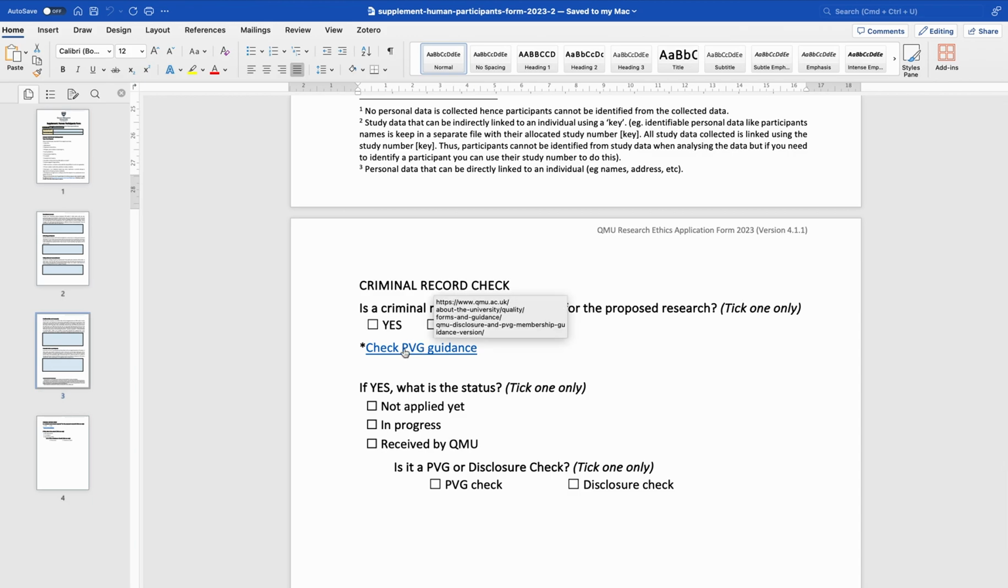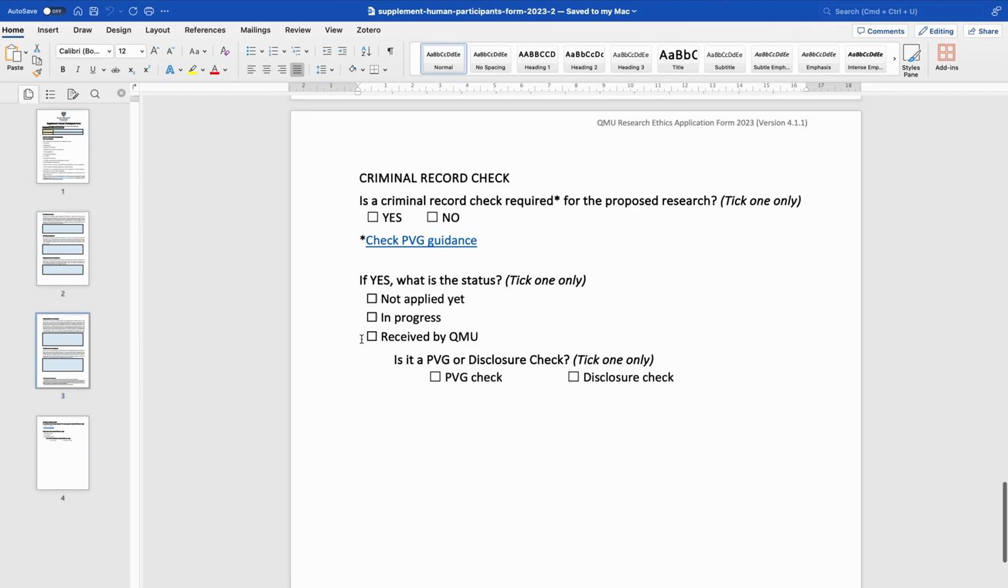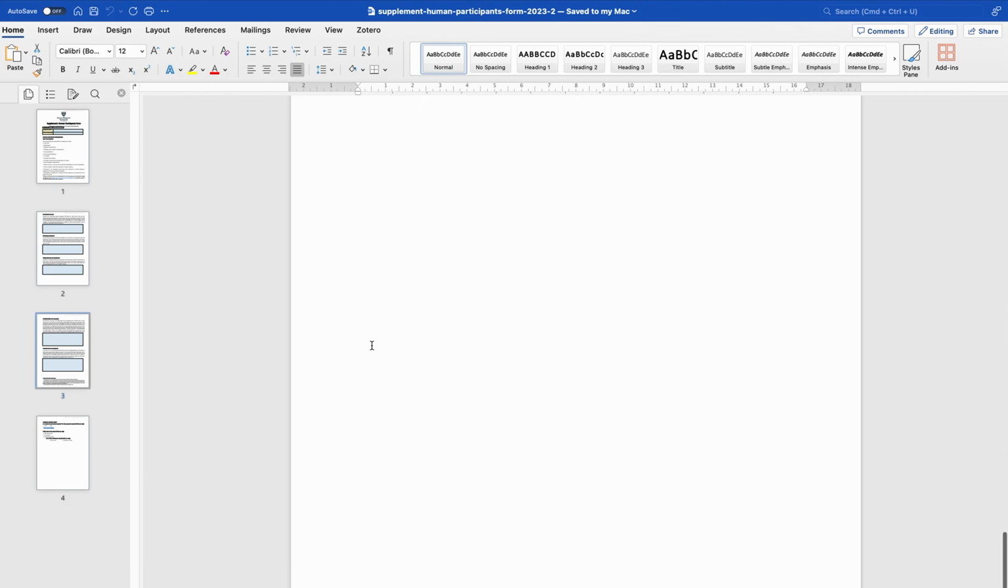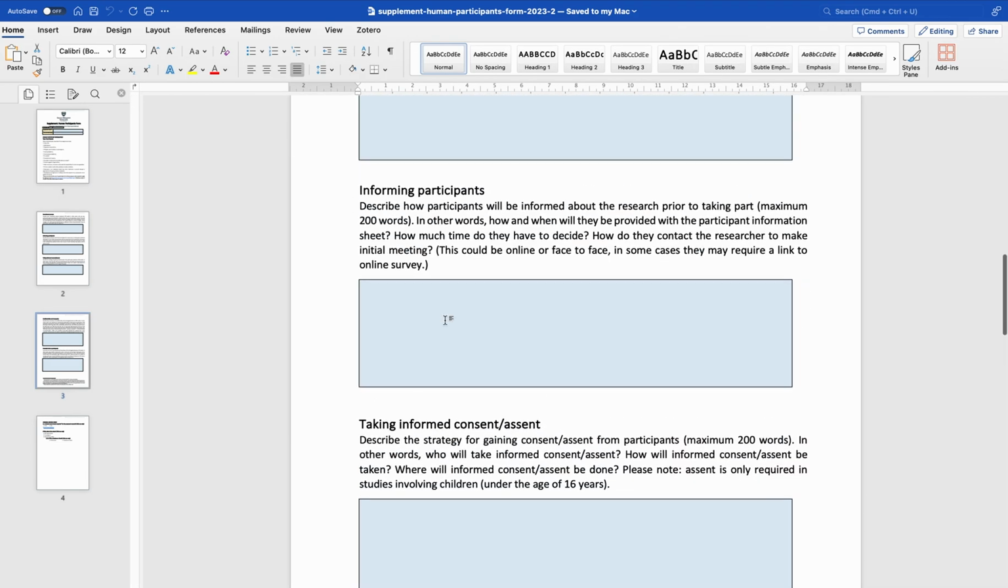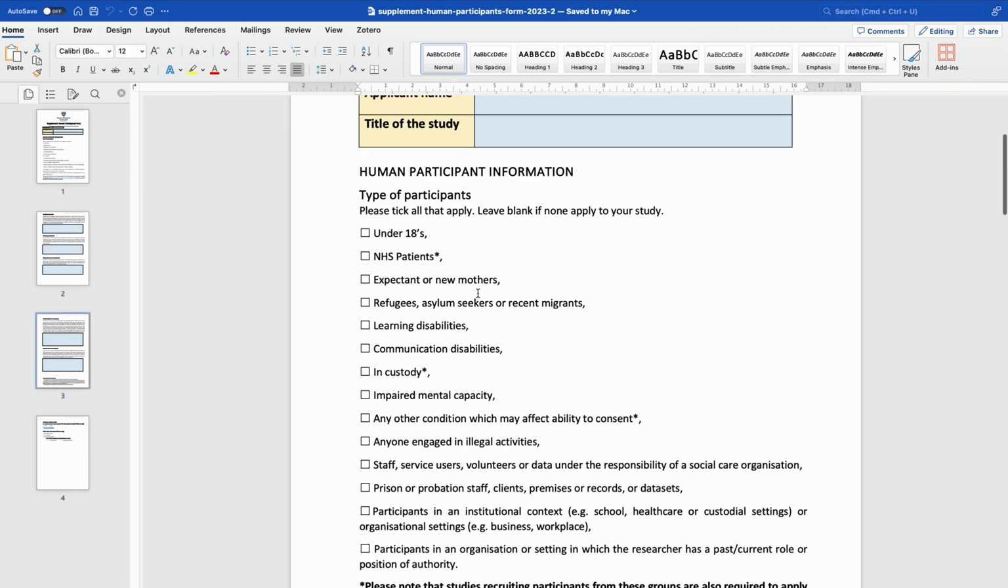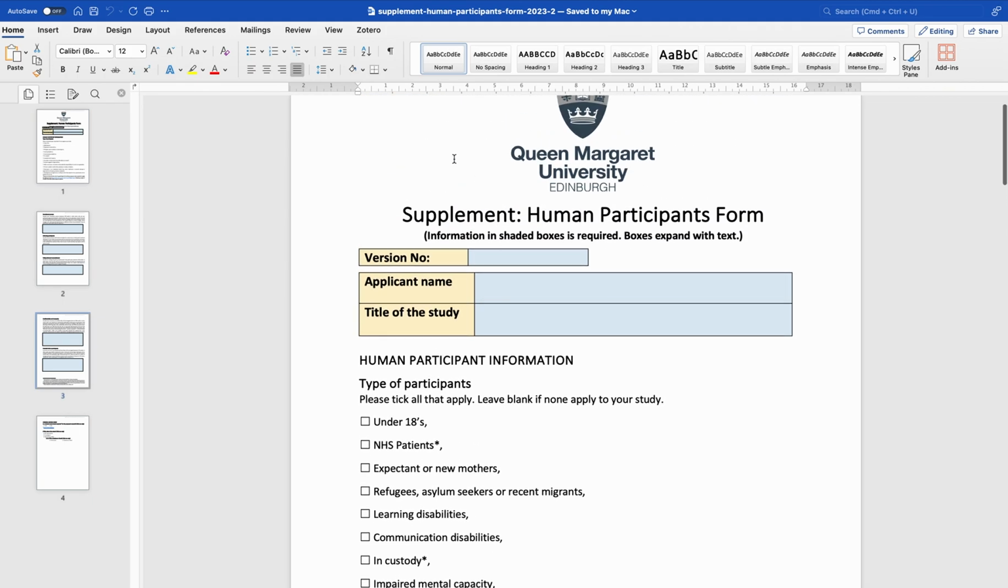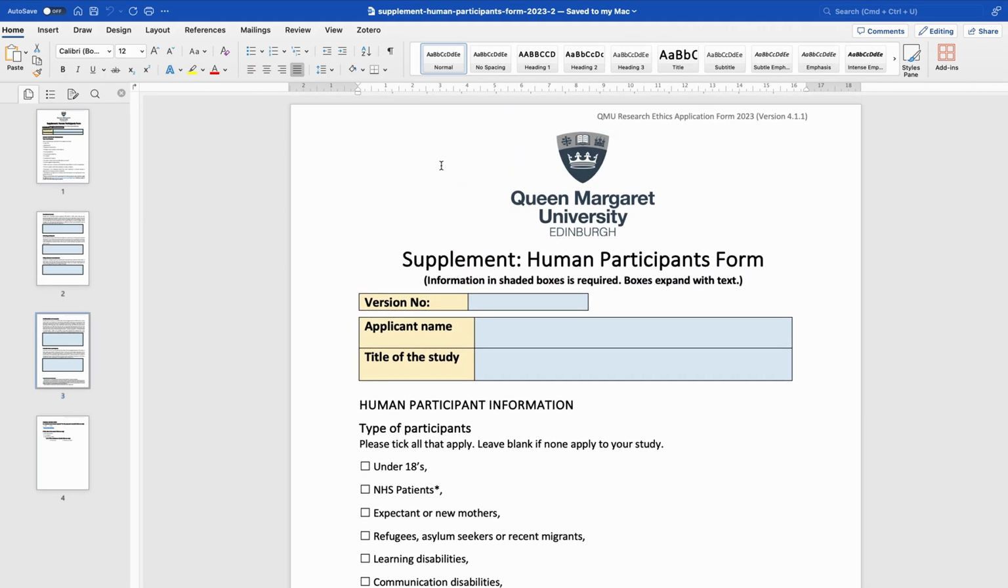Check your PVG guidance in case you need a criminal record check for the proposed research. I think as students you will all have PVG anyway. And that is the end of that form. Discuss this again with your supervisor if there are any questions, and then with a member of the divisional research panel if that's not resolved by your supervisor. Okay.